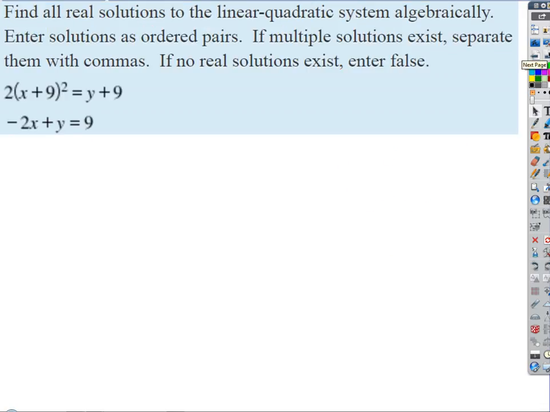What about something like this? So this is a systems problem. Solve the system. So what are we going to do here? What are our options? Substitution. We could use substitution. We could use elimination. I guess I could push the y to this side. Why not just use substitution?